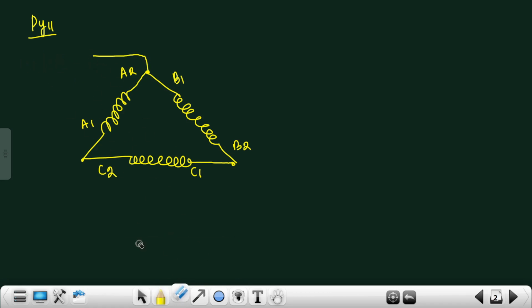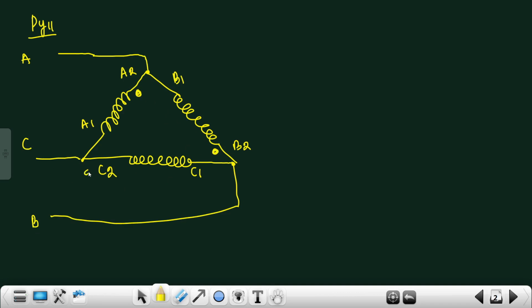I'm taking supply from A. So this will be A phase, and supply taken from B2, so this will be B phase, and supply is taken from C2, so this will be C phase. And we always place the dot at A2 B2 C2 terminal. So since supply is taken from A terminal, this will be A phase, and supply is taken from B terminal, so this will be B phase, and supply is taken from C terminal, so this will be C phase.